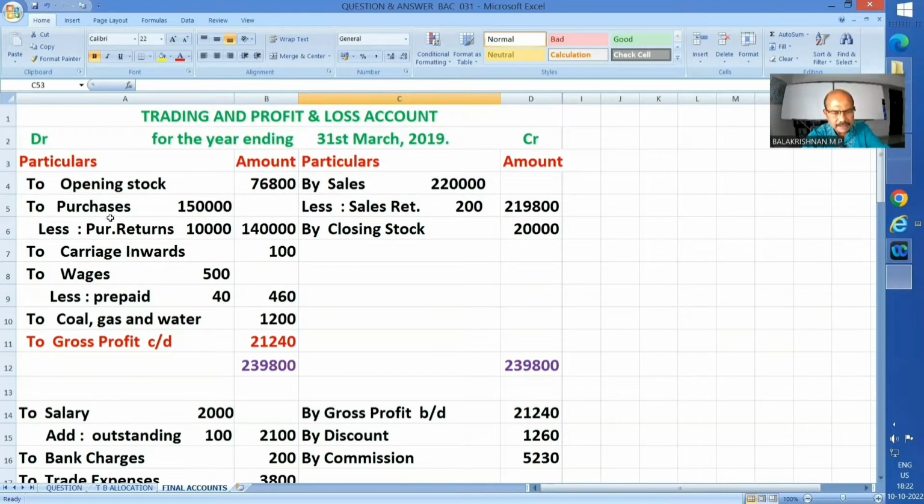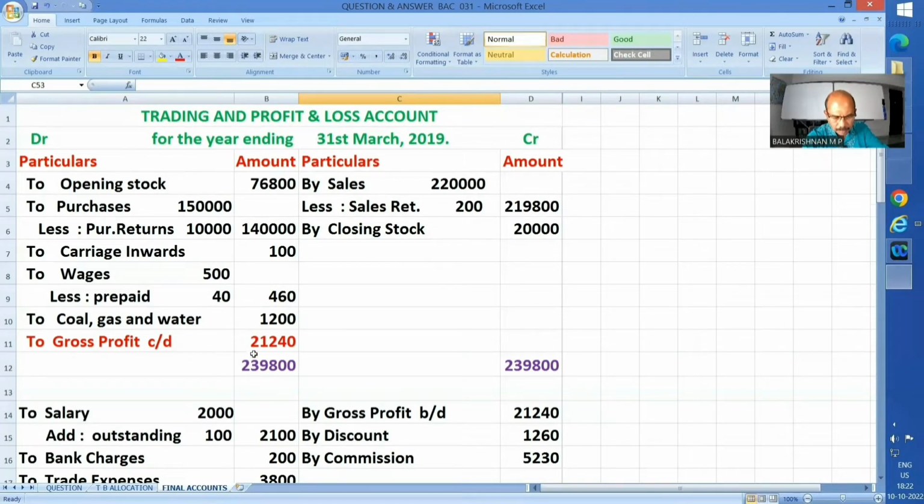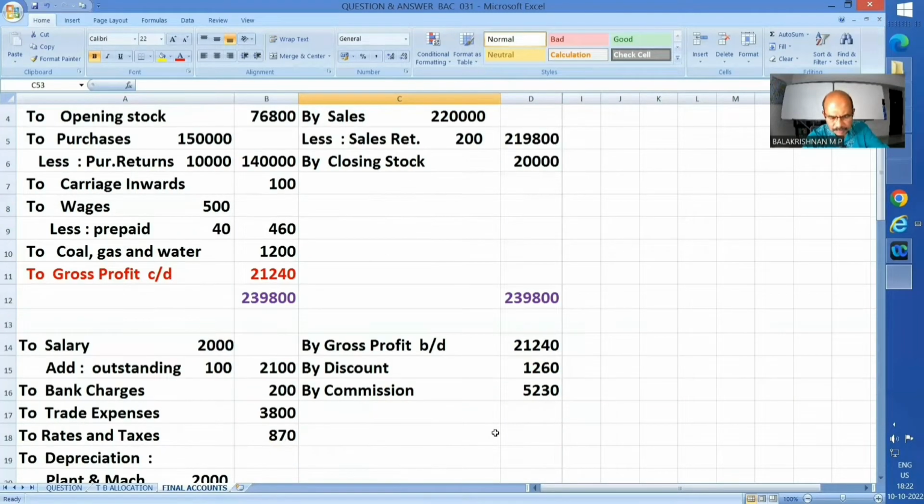And purchases and sales have been subject to respective returns. So you are quite familiarized with all this trading account because already we have done sufficient sums, right? So I arrived at gross profit 21,240. You can also parallelly work it out at your end and check it. Fine. Let's see whether it's in agreement with the answer. Yes, 21,240.